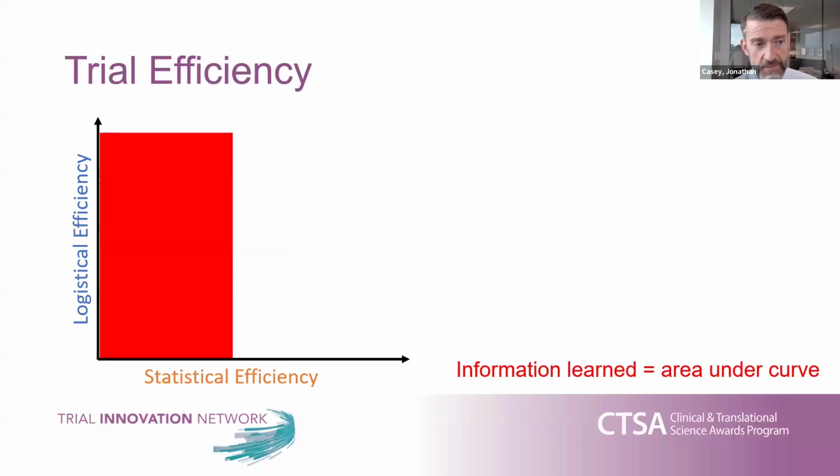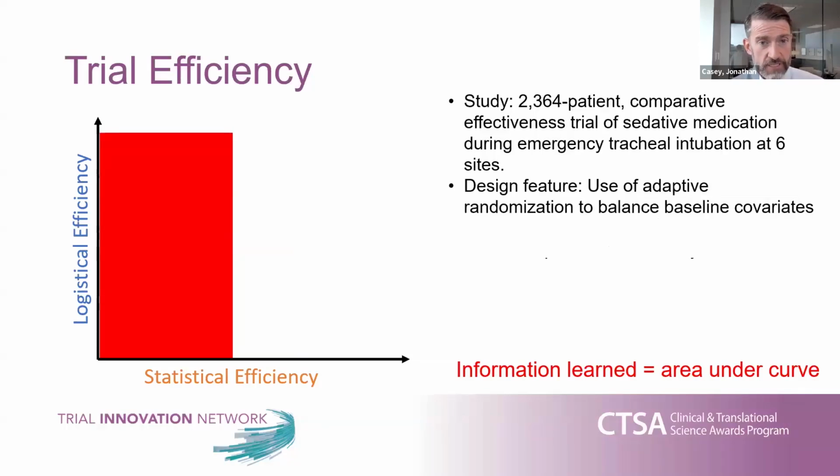So let's think about a trial that has better logistical efficiency, like a pragmatic trial. So let's think about, for example, one of the trials our group is leading now. The RSI trial is a 2,364 patient comparative effectiveness trial of sedative medication during emergency tracheal intubation at 6 sites. And it's being conducted under EFIC.